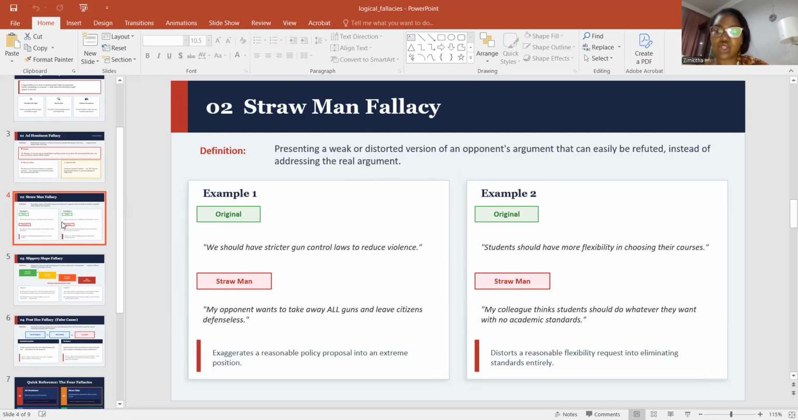So, for example, if I say to you, okay, we need to have better laws, okay, in guns to reduce violence. And then the opponent says, oh, this person wants to remove all of our rights to have guns. That's an extreme, okay, opposition. The same thing if I say students should have more flexibility in choosing their courses. And then my argument is like, okay, since you're letting students choose their own courses, we might as well let them do everything else. They can choose their own professors, they can choose their own exams. Okay, that is being very unreasonable and being extreme as well.